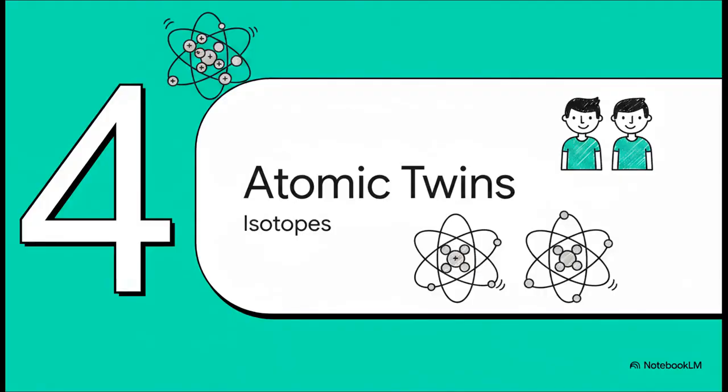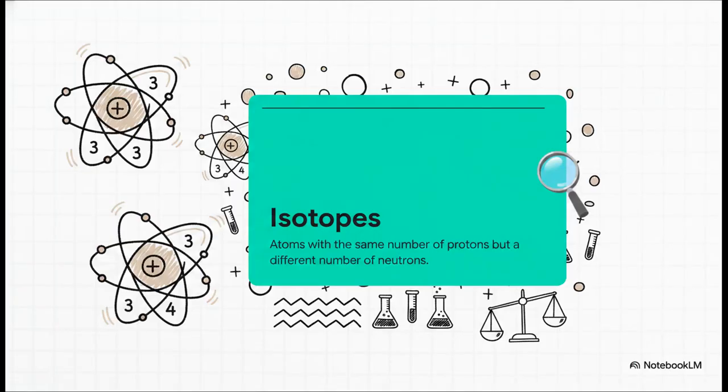Awesome. All right, let's move on to something that can seem a little tricky at first, but I promise it's not so bad. We know the number of protons is what makes an element, well, that element. But what happens if we change the number of neutrons? When that happens, we get these things called isotopes. You can think of them as atomic twins.